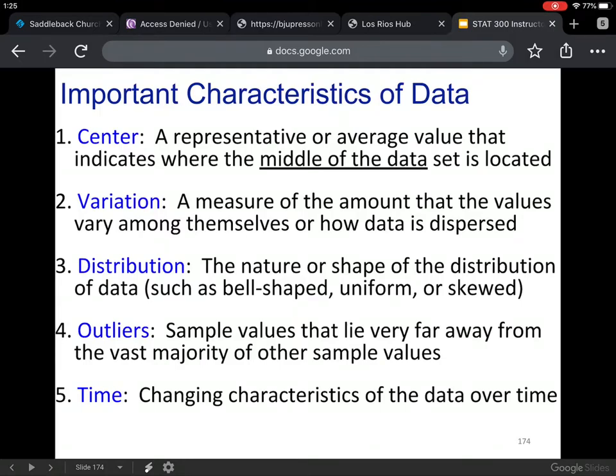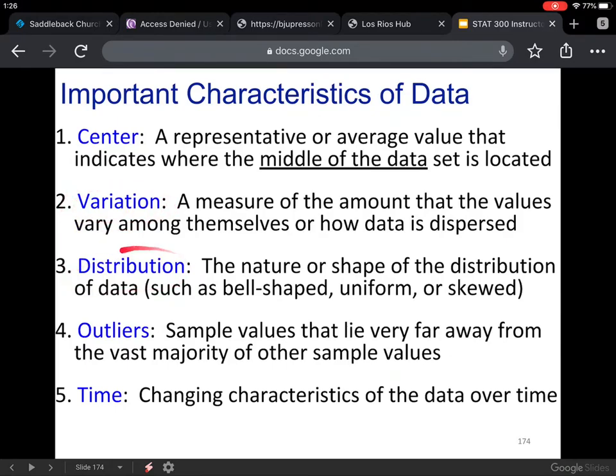There are some important characteristics of data that we're interested in. The acronym here is CVDOT. C stands for center, a representative or average value that indicates where the middle of the data is located. We also have a sense of variation, a measure of the amount that the values vary among themselves, or how the data is dispersed, right? What's the largest, what's the smallest value? Take a difference between those two, and that would be your measure of variation.